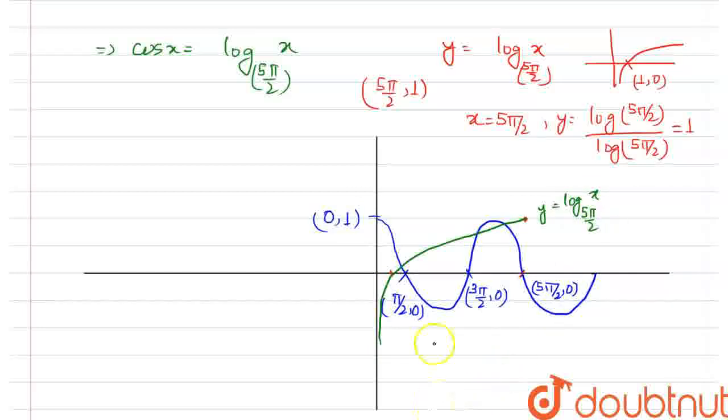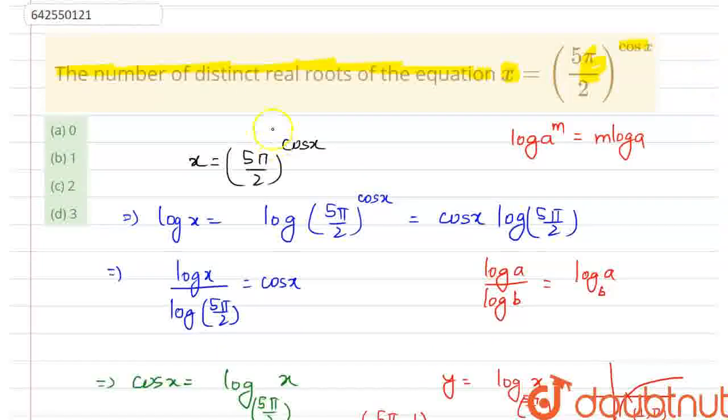And this blue line represents the curve y equals cos x. And we can clearly see that these two curves have 3 points of intersection, this point, this point, and this point, and thus we can say that the number of distinct real roots of the equation x equals (5π/2) to the power cos x will be equal to 3. That is, option number D is the correct answer.